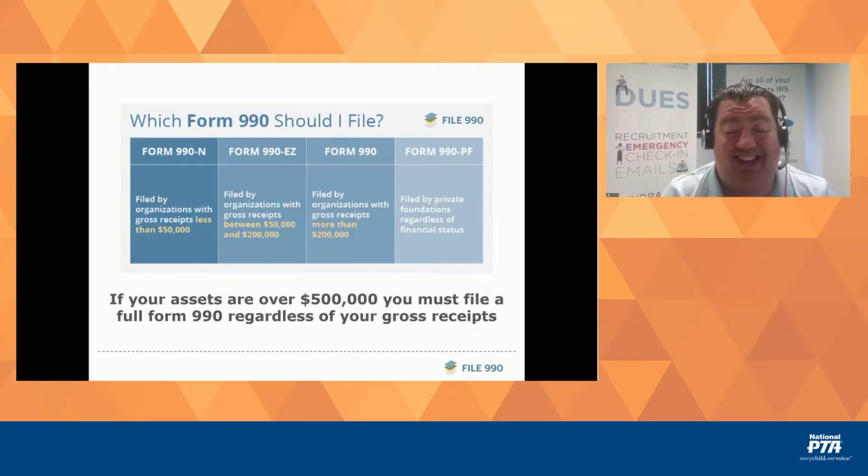The 990 EZ is a little bit confusing because in our personal life, the EZ is the easier form of the 1040 personal taxes, but this is really the second level. So this would be income of $50,000 to $200,000. I would say this would be bigger schools who have a big fundraising presence. They likely would fall into the EZ category. A really big school or the state organizations likely are filing the Form 990.